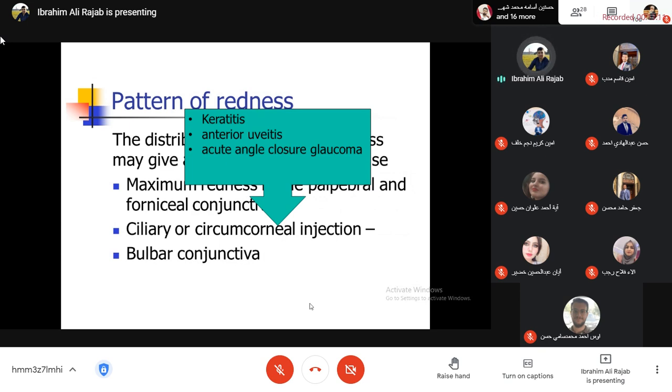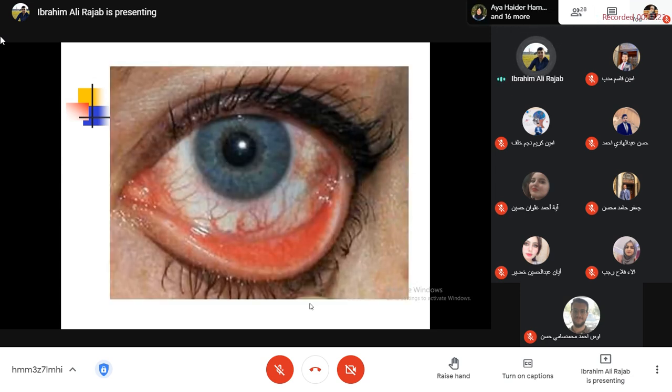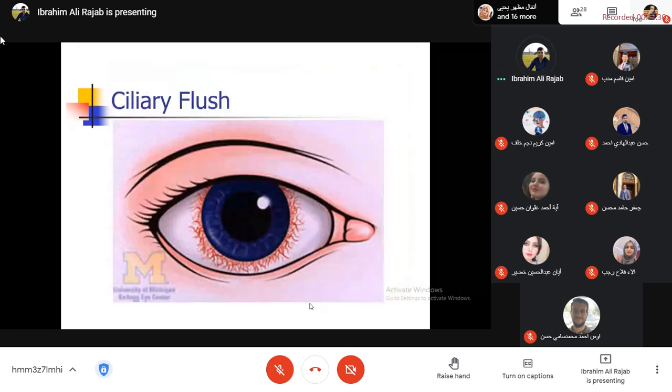If the redness is more on the bulbar conjunctiva, I mean the conjunctiva that covers the eyeball, this may be due to scleritis, episcleritis, or pterygium. So the eye is red, but the maximal redness is in the palpebral and fornical conjunctiva. This image illustrates the area of redness surrounding the cornea, and it's called ciliary flush.